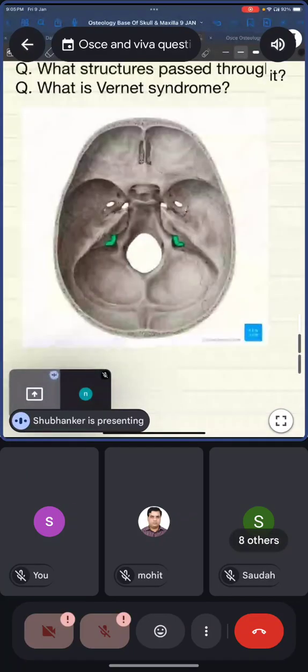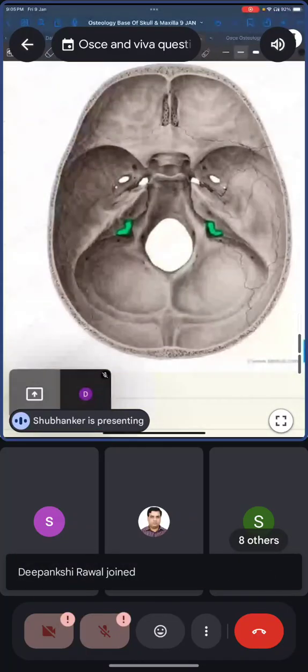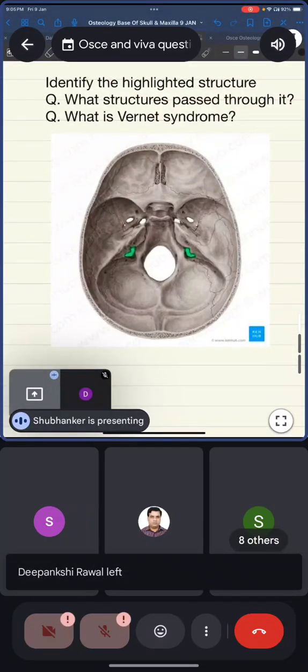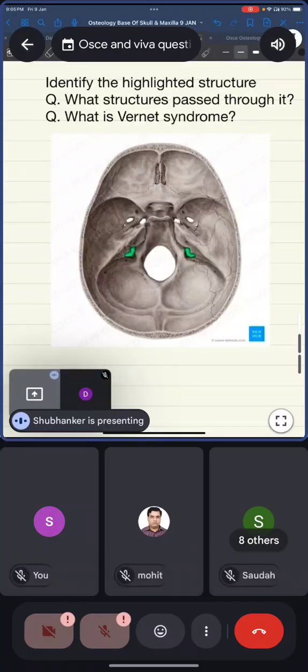Let's come to the first question. I'll enlarge the image for you. What is the highlighted structure? What structures pass through it? And what is Wernicke syndrome? These three questions are being asked from us. So can somebody unmute and just answer the first part? What is this highlighted structure? Anyone?